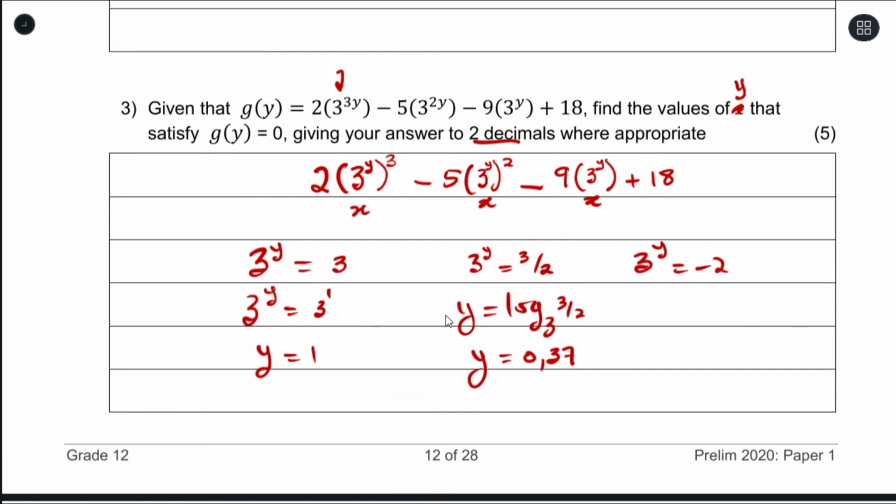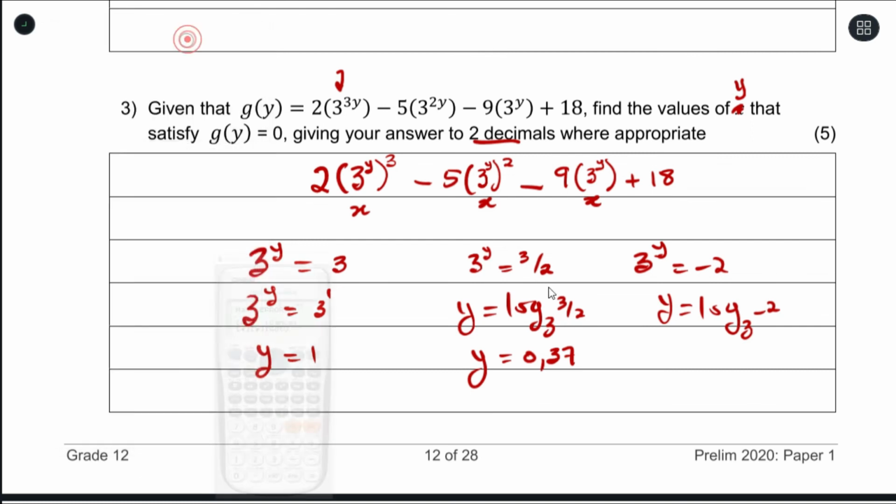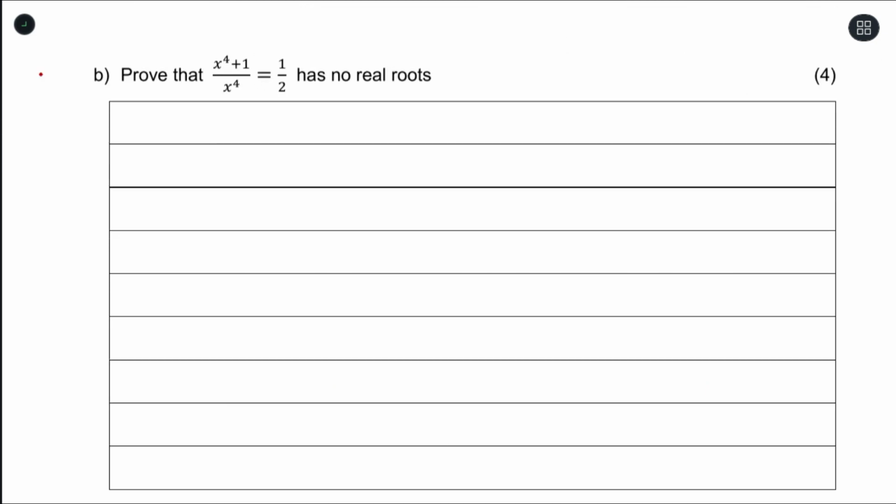Okay. Then finally, for this one over here, you have y is equal to the log of negative 2, base 3. And if you try that out, so now we have this here as negative 2. So you have no solution, right? So this has no solution. So there's no answer for that. Okay. So these are our only two answers, y equals 1 and y is equal to 0.37. And that's it. So now part B says prove that this equation has no real roots, okay?